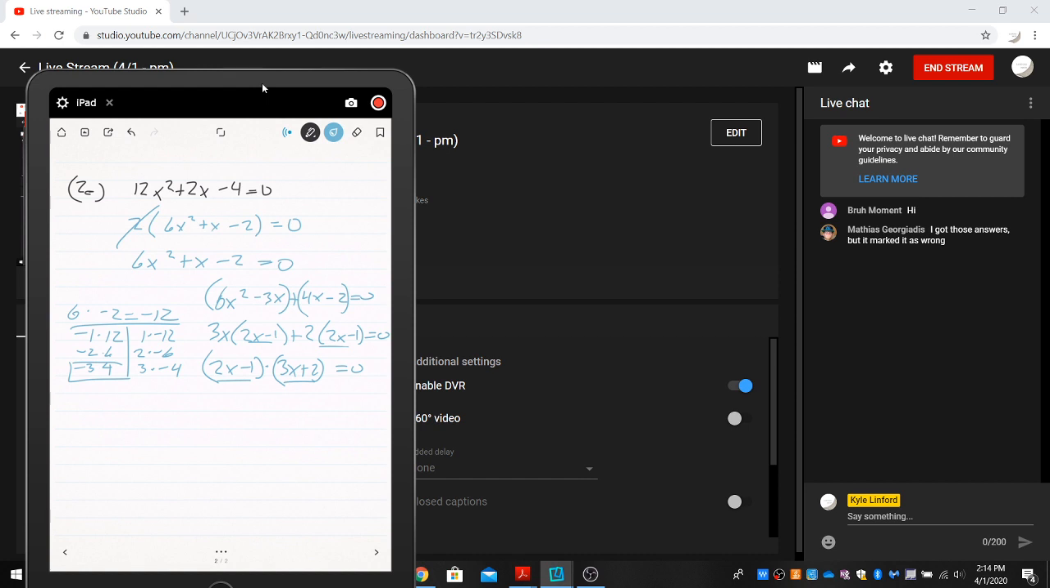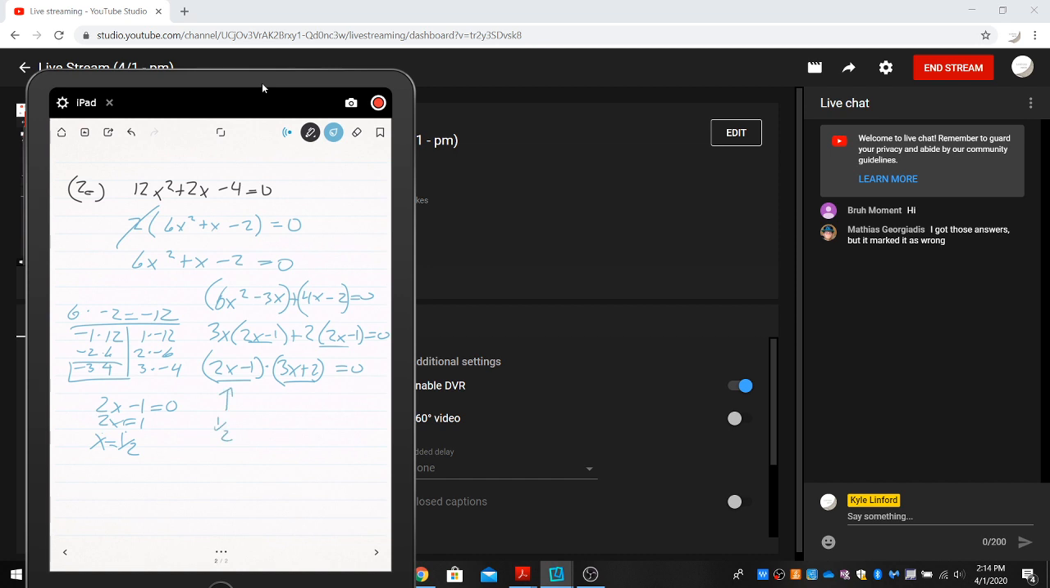So let's take a look at the first factor, 2x minus 1. What could I plug in for x to make that 0? Well, if I solve for x, I get 1/2. X equals a half. So if we plugged a half in here, we would get 0.